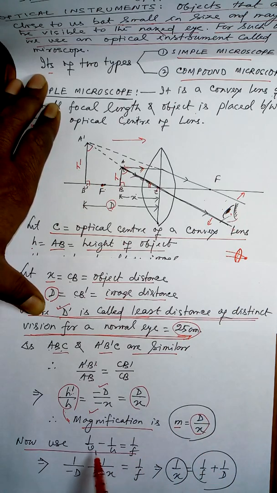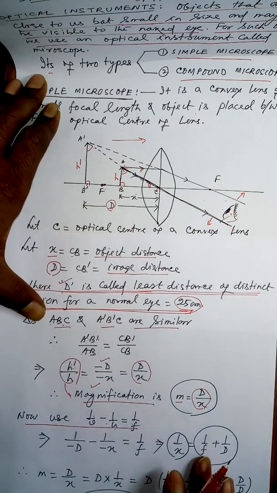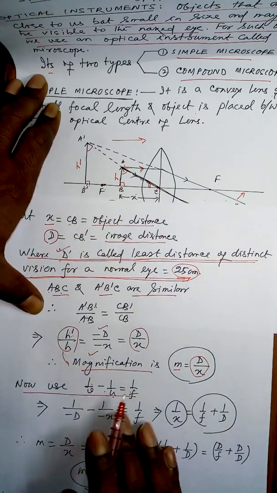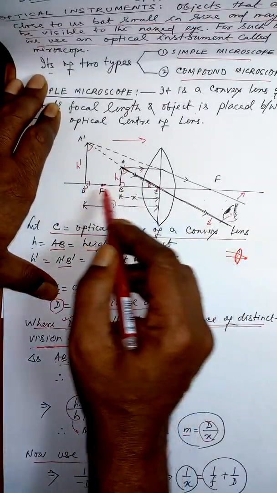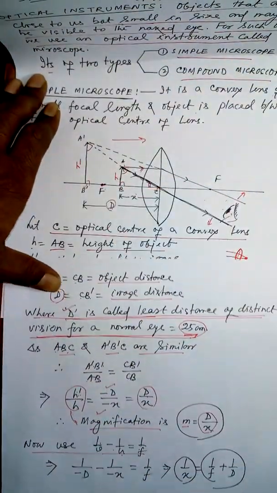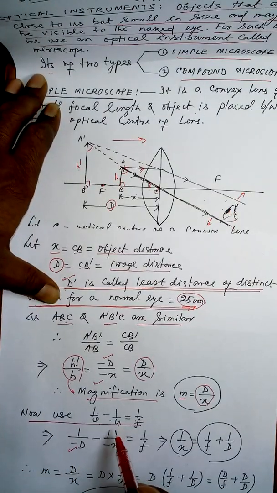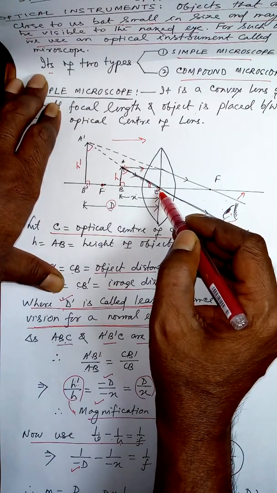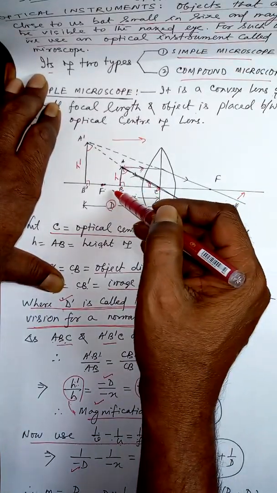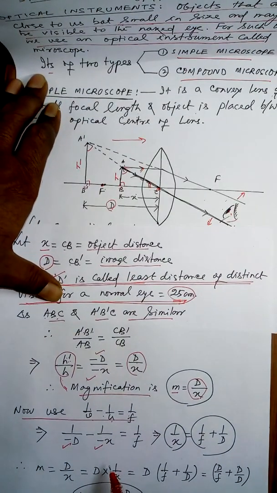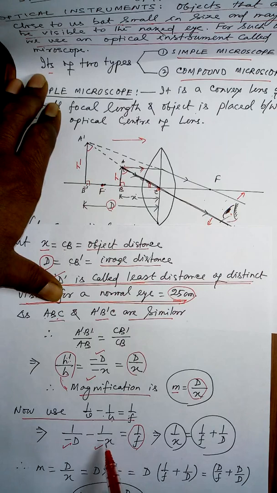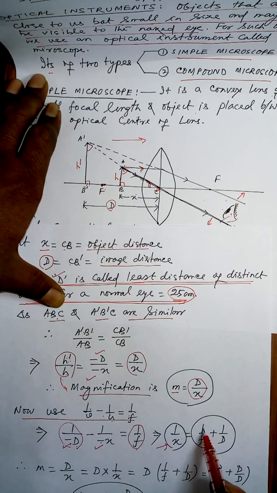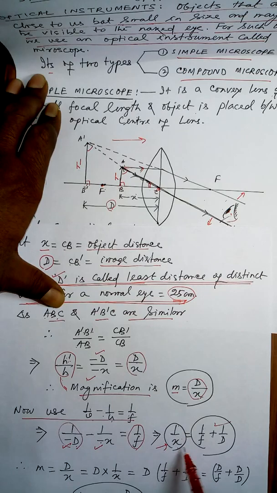Now use the lens formula: 1/v minus 1/u is equal to 1/f. Your image distance v, your image is here, from C to B', opposite to the direction of light, is minus d. The distance of the object from the optical center of the lens is CB, opposite to the direction of light, therefore again minus x. So minus this becomes plus 1/x. I bring 1 by minus d to this side, so this becomes 1/f plus 1/d. So this is the value of 1/x.